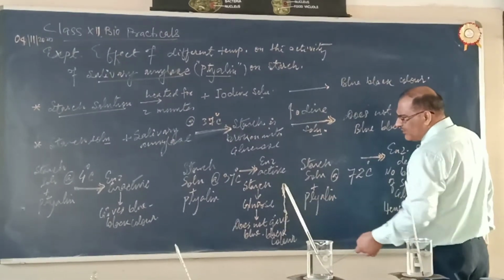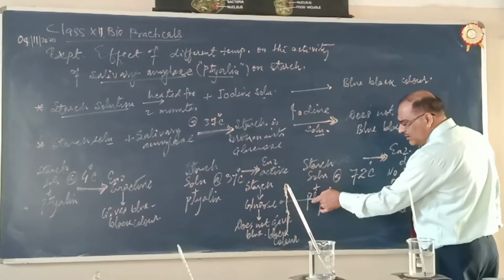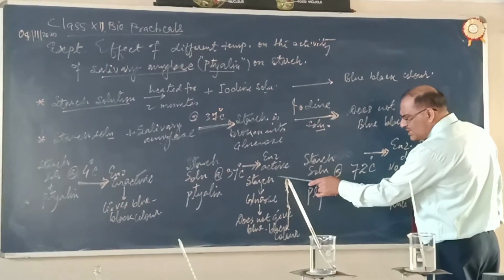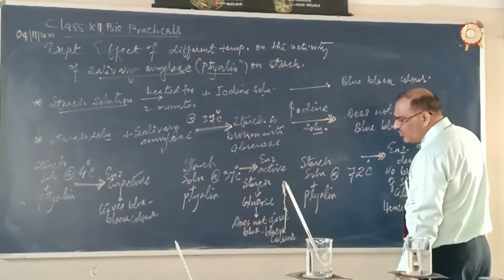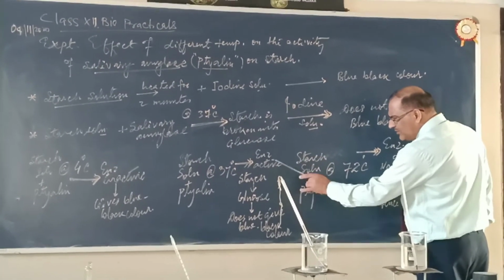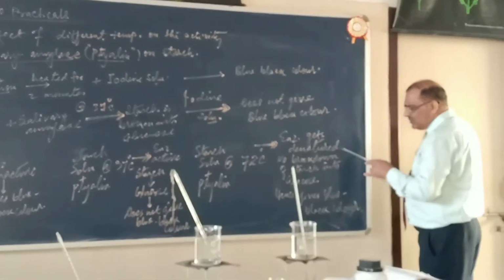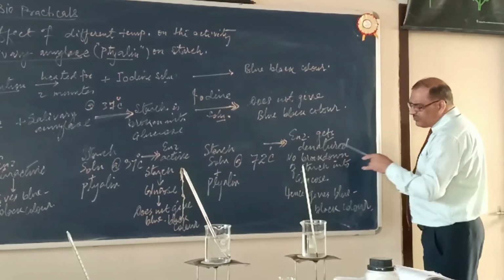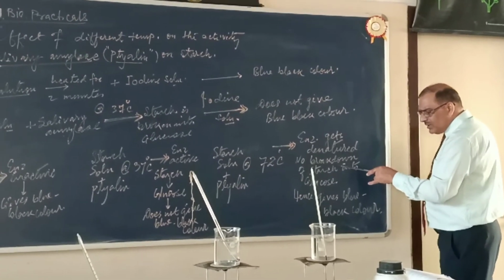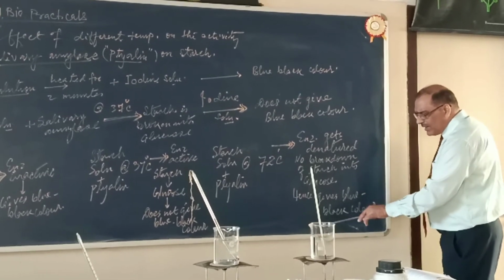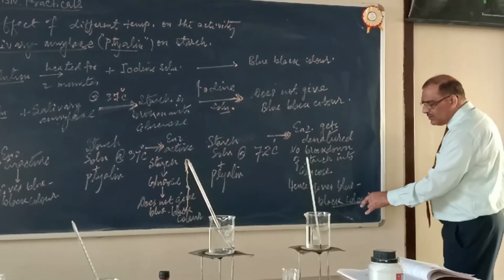After 5, 6, 8, 10 minutes, you will not get the color because starch is broken into glucose. After 10 minutes, after 15 minutes, 20 minutes, there will be no starch, so that's why we will not get the blue-black color. In this case, the enzyme has got destroyed. So after 5 minutes, after 10 minutes, you check it, add iodine solution, no blue-black color. After 20 minutes, put iodine solution, no blue-black color.